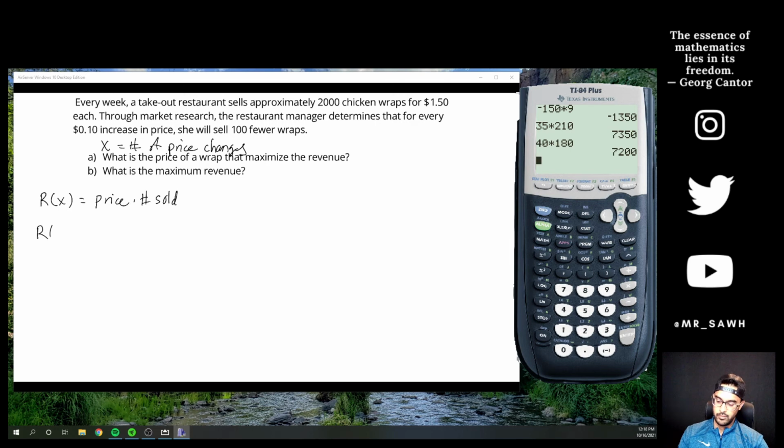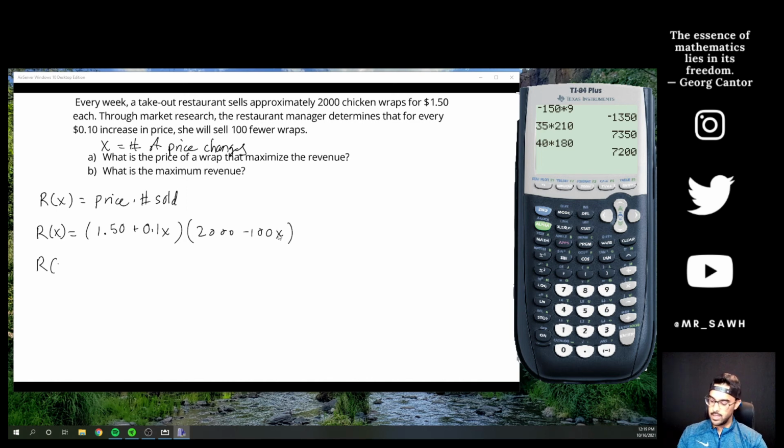So our revenue function in terms of x equals whatever the original price is, so $1.50. We're increasing the price, we're told, by 10 cents each time, so plus 0.1x. That affects how many we sell. So originally I sell 2,000, and we're going to sell 100 less, so minus 100 for every price change. Okay, so there we go.